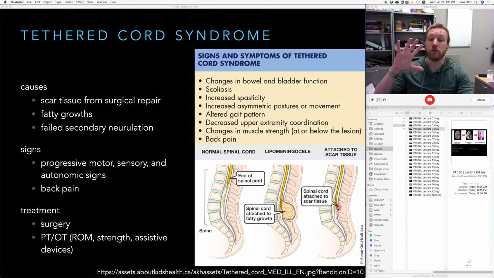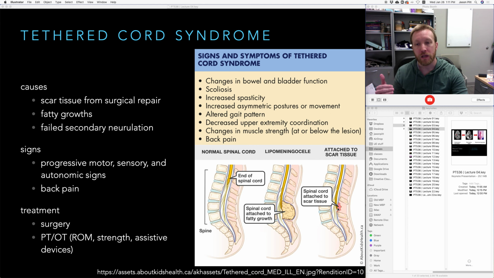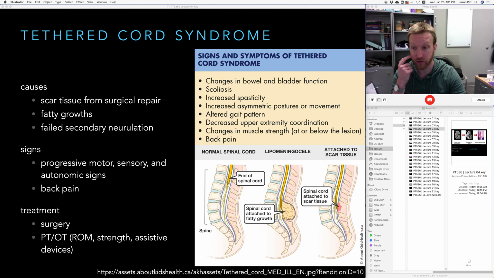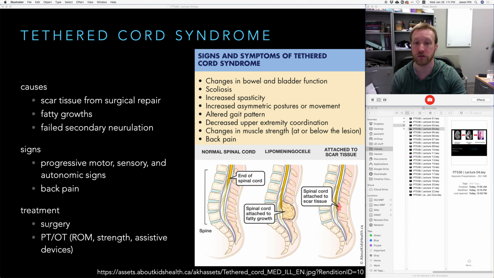So while surgical repair is wonderful and will increase functional outcomes, over time, sensory motor deficits might develop. So if we see progressive worsening of motor, sensory, and autonomic function, we might wonder whether there's a little tethered cord syndrome going on. Another thing that will be experienced with tethered cord syndrome is back pain, because we're stretching the nerves. The treatment here, more surgery.